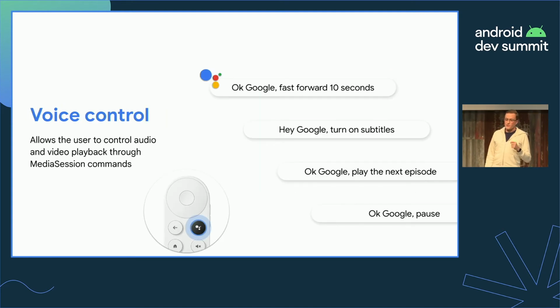Then let's not forget that users on Android control their devices in many different ways. One such way is through voice commands, like saying things like, "OK G, fast forward 10 seconds," or "Hey G, turn on subtitles."